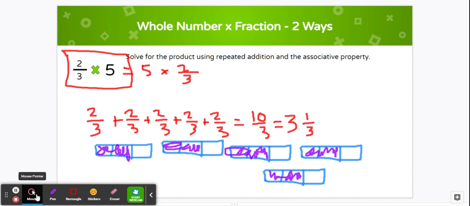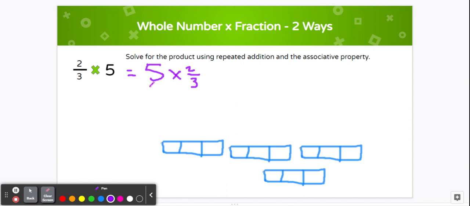Okay, let's clear the screen here and try it using the associative property. So this one we'll pretend that it says 5 times 2/3. Well, for me, this kind of doesn't lend itself to repeated addition quite as much because I don't want to add 5 2/3 of a time. So in my head, it just doesn't sound like a repeated addition question. I can still use it. I can still do 2/3 5 times. But instead, let's use the associative property.